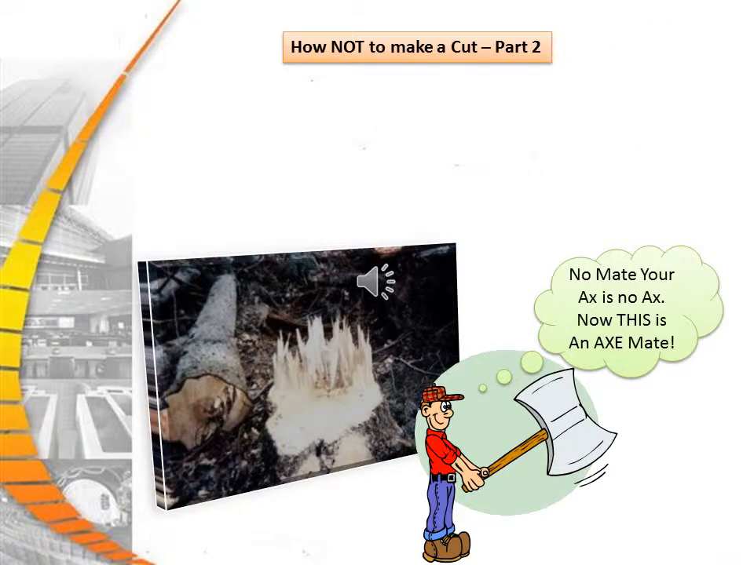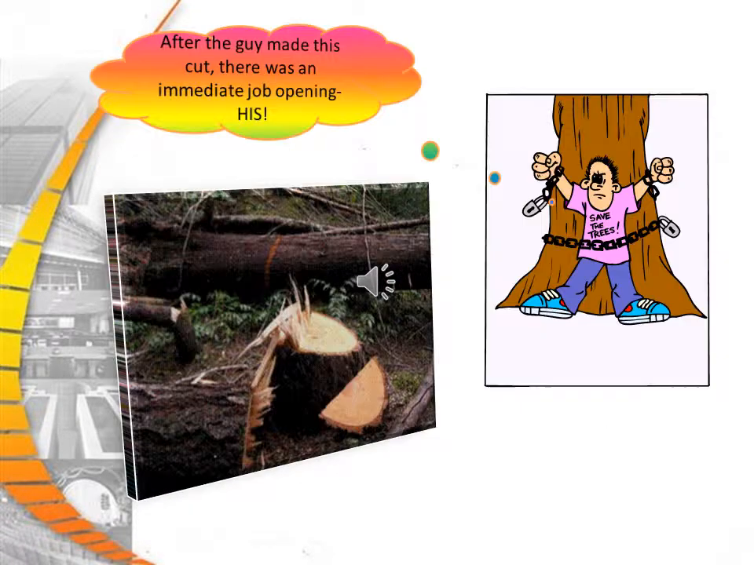How not to make a cut, part 2. The undercut of this tree went way too deep, and the tree went over backwards. Yes, a professional tree cutter can look at this stump and determine that the guy who made this cut had an immediate opening.